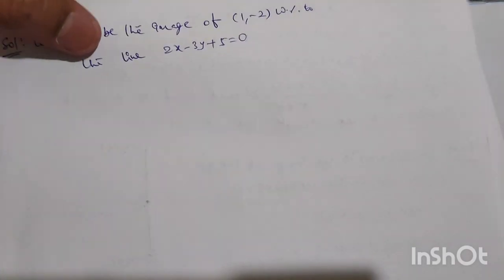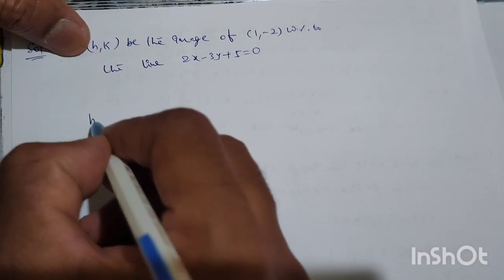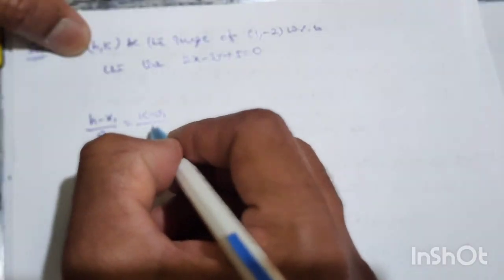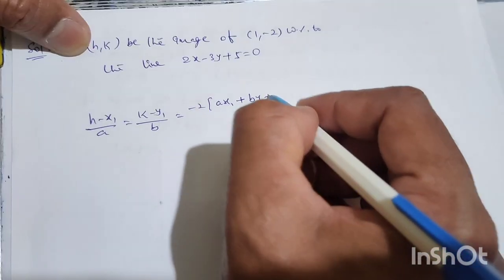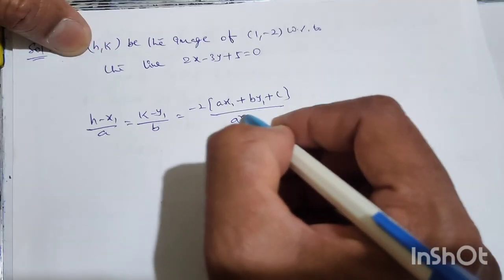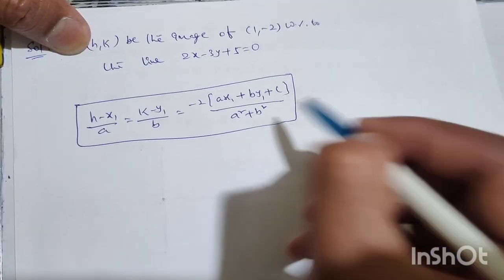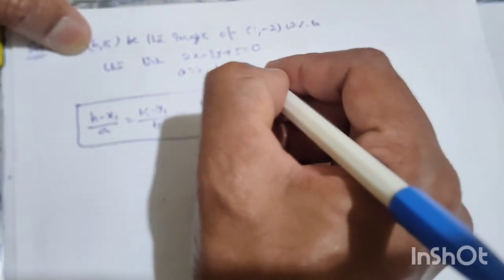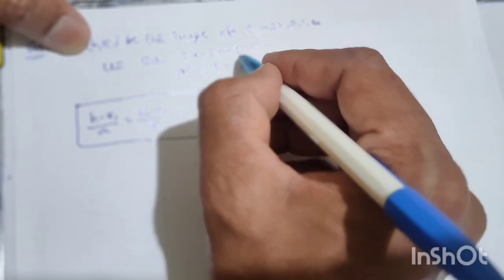Now, the image formula: h minus x1 by a equals to k minus y1 by b equals to minus 2 into ax1 plus by1 plus c by a square plus b square. So this is the image formula. So here a is equals 2 and b is equals minus 3 and c is equals 5. And this is x1, y1.